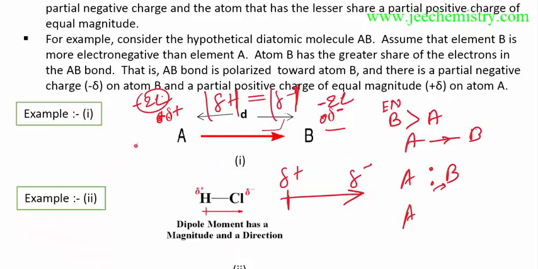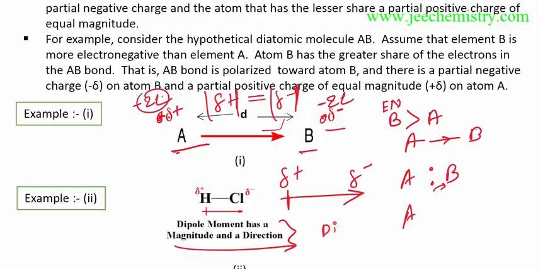Here AB is taken. AB is not any particular atom, but I have taken A and B to understand in a general manner. You can consider a similar example: chlorine is more electronegative than hydrogen, that's why chlorine is getting a partial negative charge and hydrogen a partial positive charge. Dipole moment has a magnitude and a direction. This needs to be taken care of.